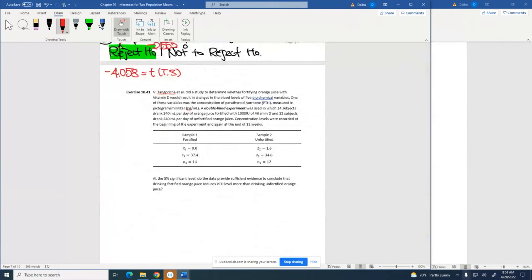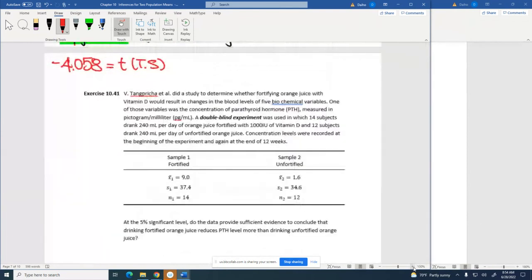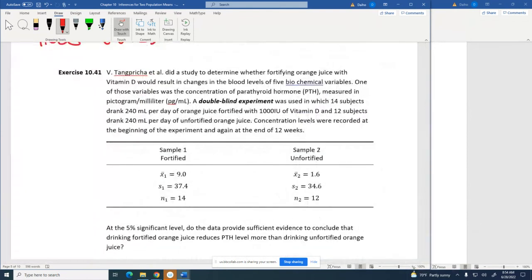Okay, let's do quiz number 19. It is quiz number 19. Just a second. Yes.